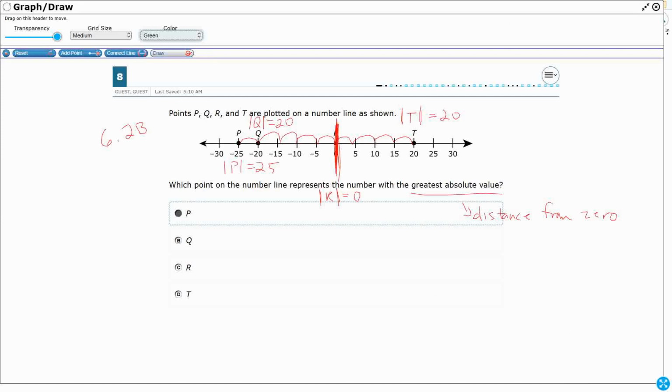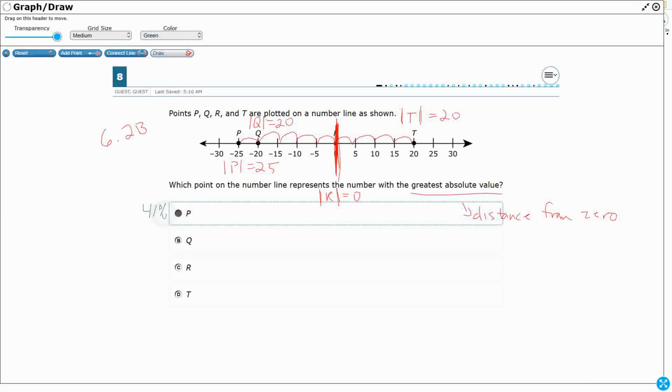Now, how do we do on this one? Well, only 41% of our students got that correct, and you can probably guess which one got the rest of it, because B and C are statistical noise, 49%. So more students chose T than chose the correct answer of P. Well, why T? Well, T is the greatest positive number. So if you're just looking for what is the greatest number, if we're comparing these numbers from greatest to least, T is it. That's the greatest one.